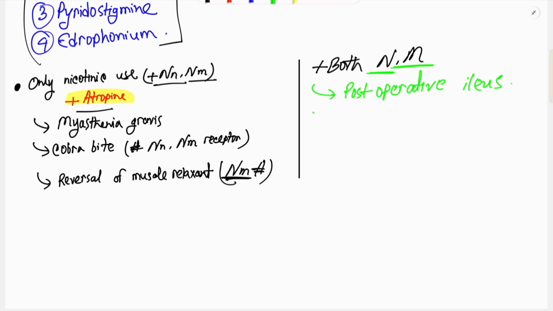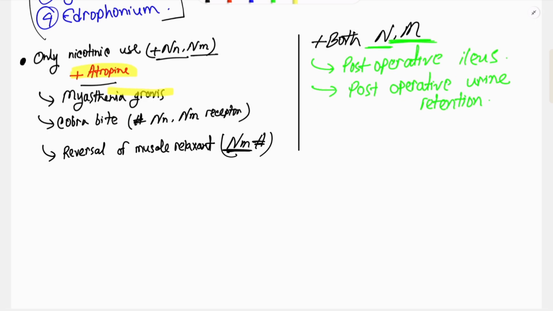It is also used in postoperative urine retention. We have discussed earlier why urine retention occurs after surgery. By stimulating the M3 receptor, the urine retention is reversed. Now we will discuss in detail about myasthenia gravis.